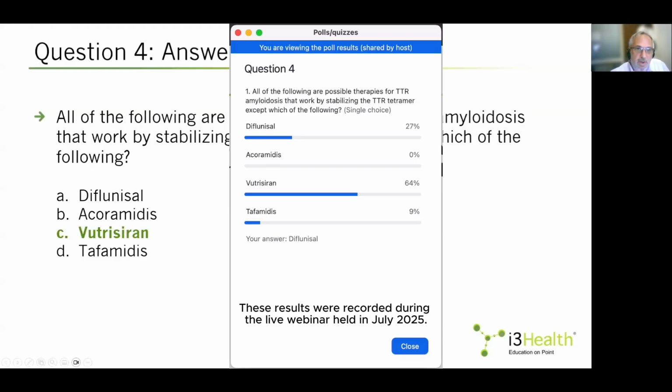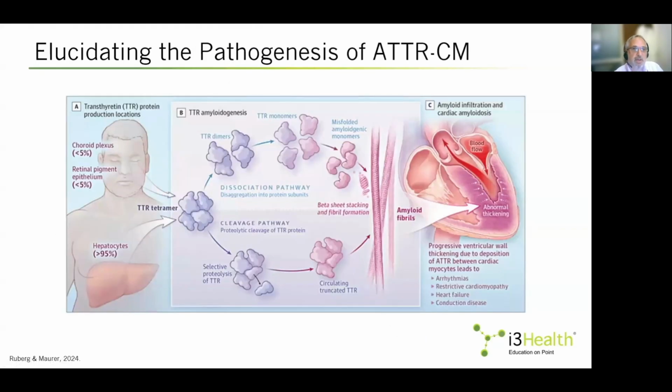So great. So with that background, the pathogenesis of TTR amyloidosis has been well worked out. For those of you who don't know, TTR, or transthyretin, also known as prealbumin, is a tetrameric protein that's manufactured predominantly in the liver. There's a little bit made in the choroid plexus and the retinal pigment epithelium. And this protein exists as a tetrameric protein, individual monomers linked together.